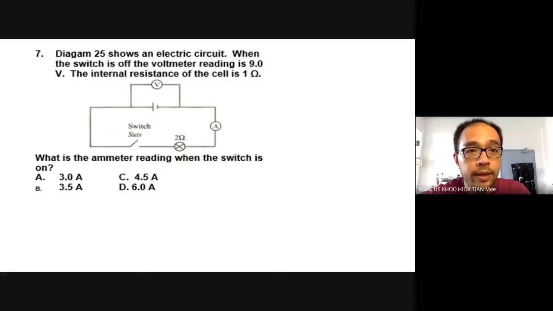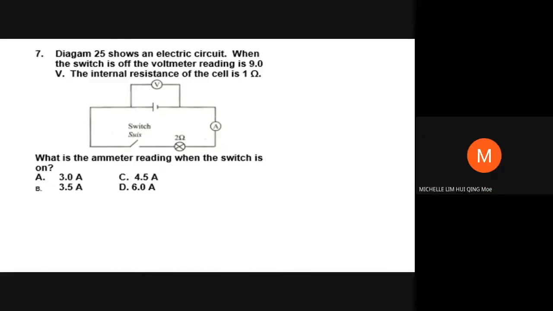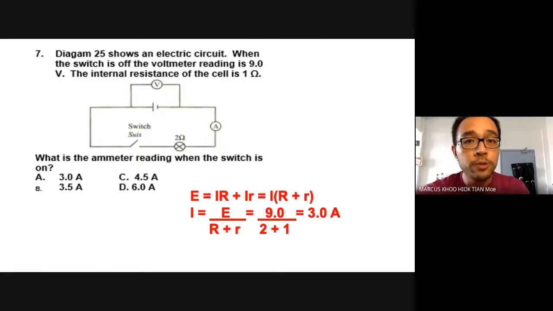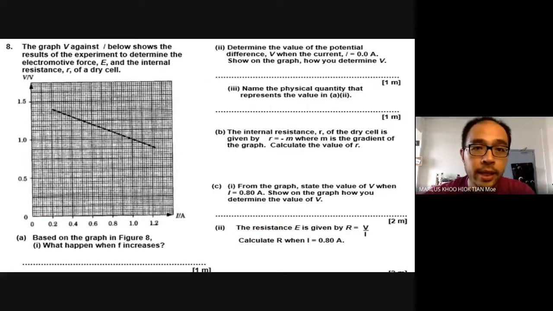A. Okay, how do you get A? 9 divided by 3. Okay, 9 divided by 3 will be 3 amps. I'm not sure which method you're using. If you're using the method that I taught in the video, which is the V drop method, which I personally think is much easier, you will get the same answer. If you use the formula as given in the textbook and in this module, you will also get the same answer. All right, good job, Michelle. Number 8.